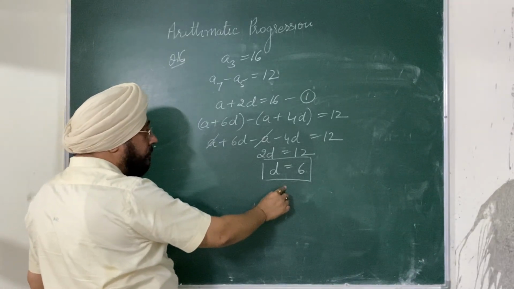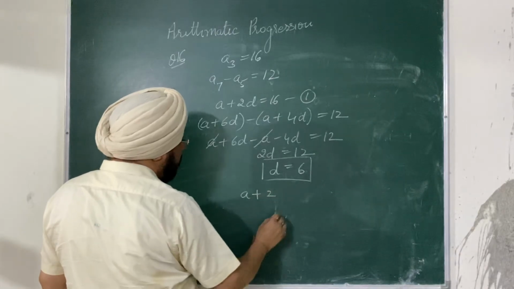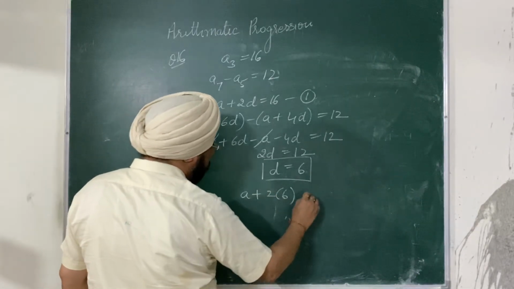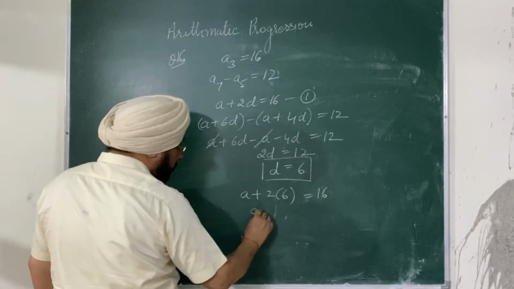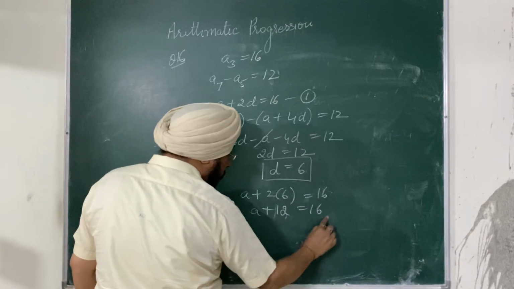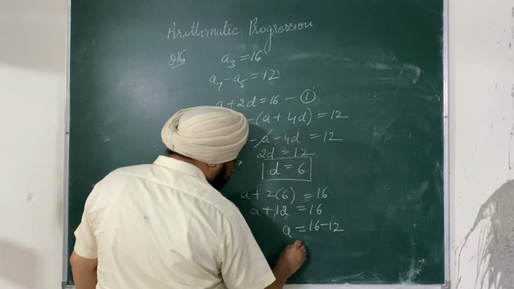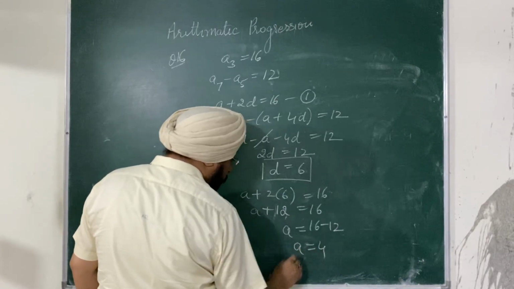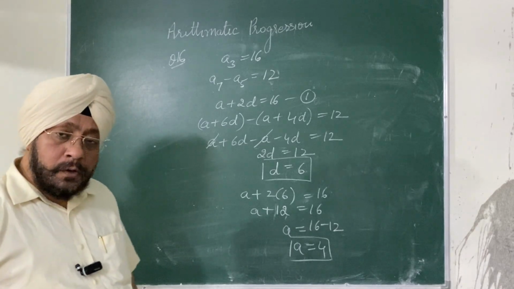Substitute this value of d in equation number 1. In place of d, I put the value of d in brackets, so a plus 2 times 6, that is 12, is equal to 16. Bring 12 to this side. We get 16 minus 12, so a is equal to 4. Now we get a equals 4 and d equals 6.